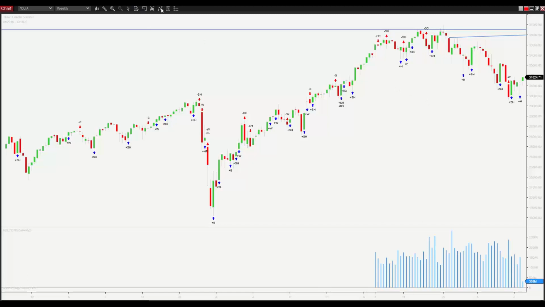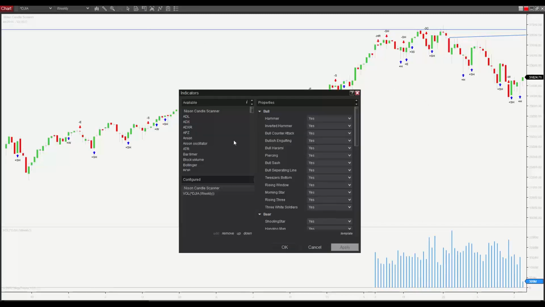And again, by clicking on the indicators, you can add any of these other indicators that you want, and you could customize any of them. So I know a lot of people like moving averages and different things. There's all kinds of things inside of NinjaTrader that you can add, and realize Nison Candle Scanner is just an indicator. You purchase it from us, you install it. It takes just a few minutes to install if you follow the instructions that we provide to you, and then you have it for lifetime.